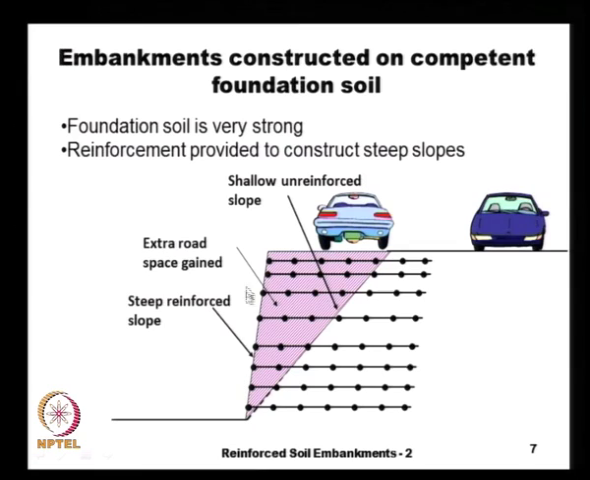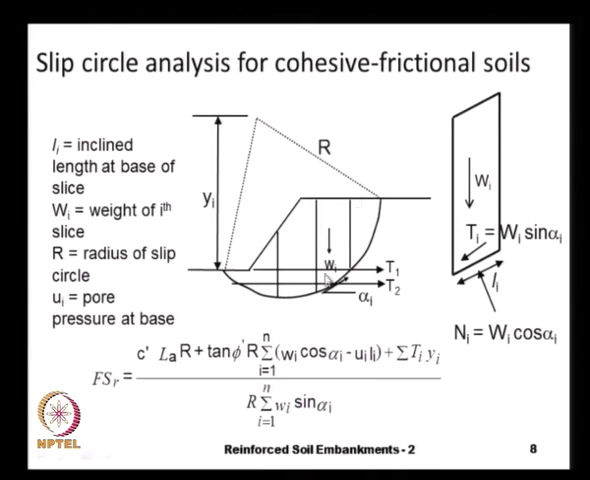And in the city urban areas, getting extra land for our construction is very difficult. So, in that case we go in for steeper slopes by providing horizontal layers of reinforcement. And how do we design this type of slopes? There are different design approaches.